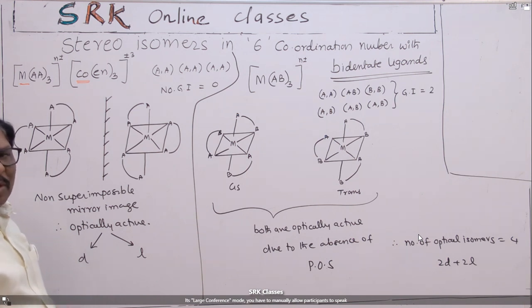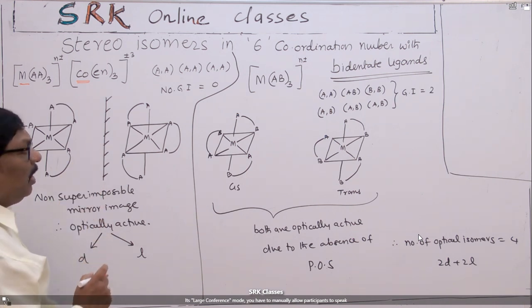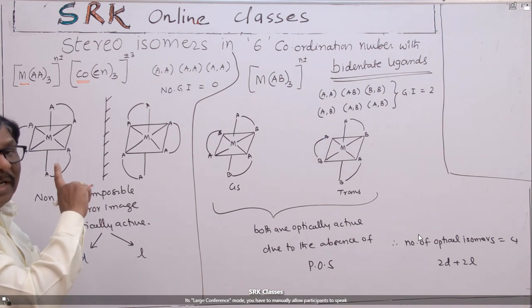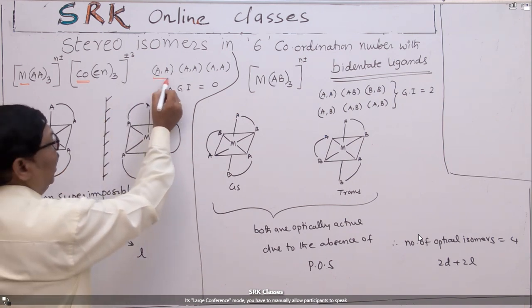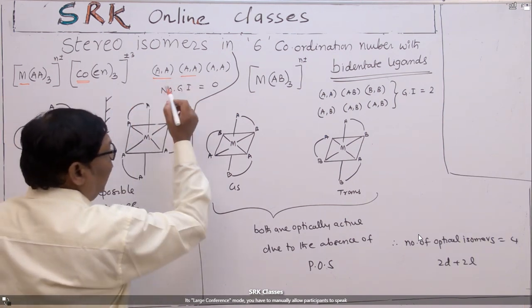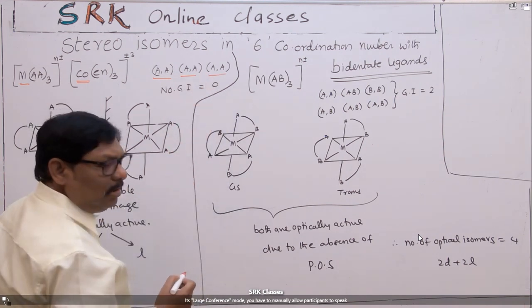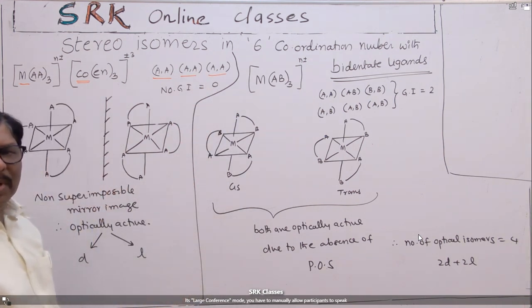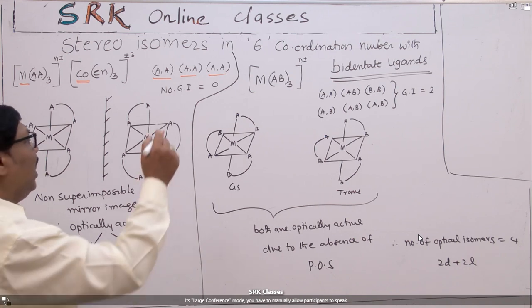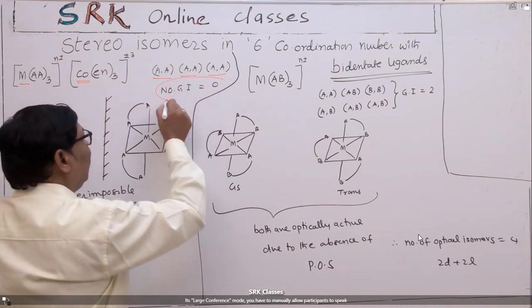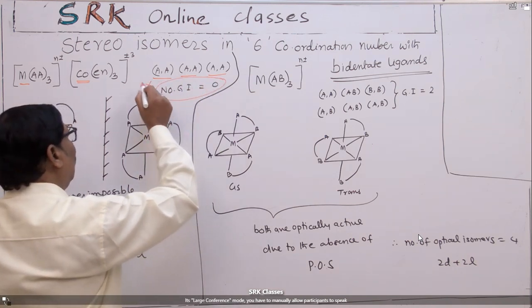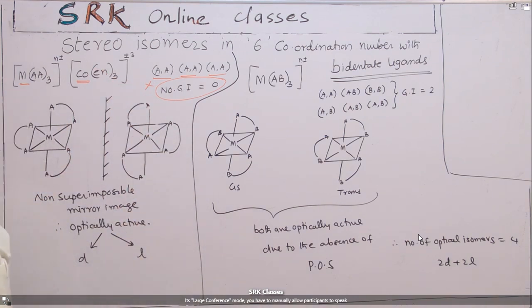In geometrical isomerism, you write the pairs of ligands. But remember, these are bidentate ligands. A and A, one ligand; A and A, another ligand; A and A, another ligand. Only 3 pairs are possible. I cannot write it in a different way. Therefore, the number of geometrical isomers for this combination is 0. It cannot show geometrical isomerism. That is the first important point.